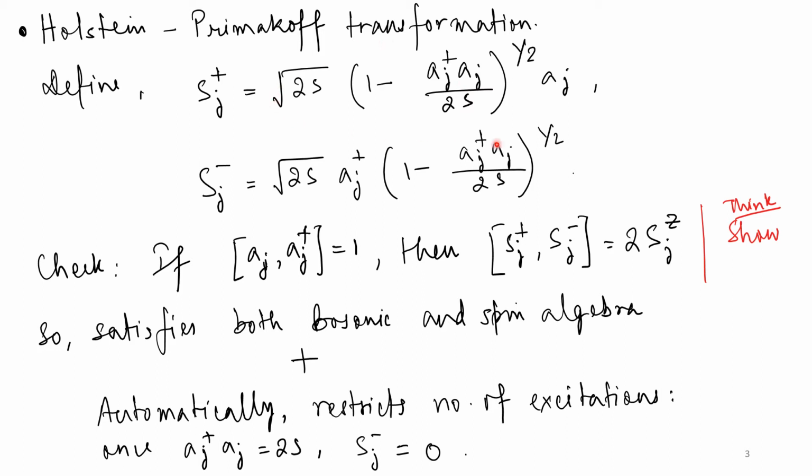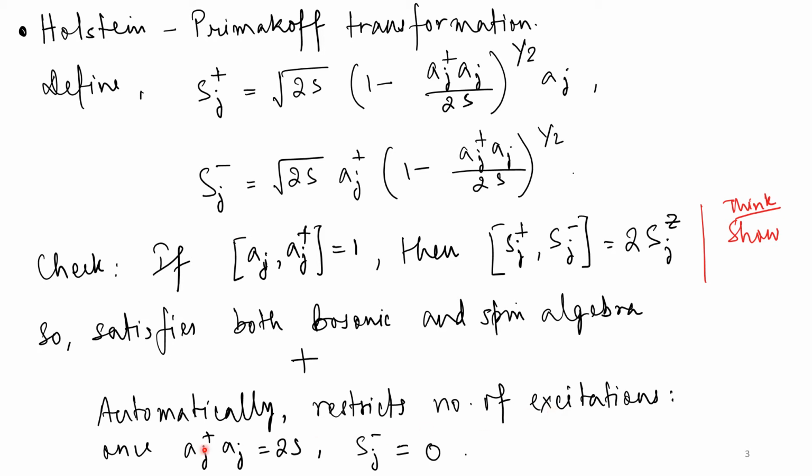Now this particular transformation, you can easily check that it actually satisfies the canonical condition, which means if A follows the standard bosonic commutation relation, then you can automatically prove that these will follow the spin algebra. Just a simple algebra, so you can show it. So it does satisfy that. But it also gives us the much needed constraint, which is it automatically restricts the number of excitations.